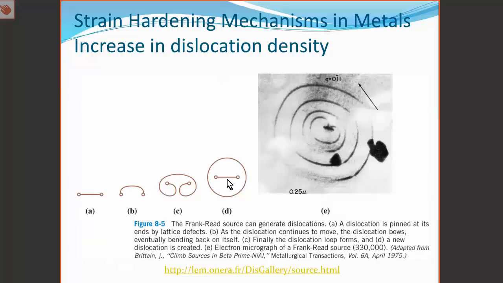In this way, one dislocation can produce many dislocations, and this is called a Frank-Read source. And you can see a transmission electron micrograph of a Frank-Read source.